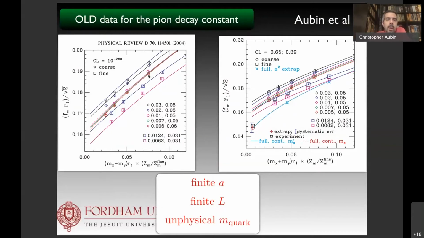And all of these data are taken at unphysical quark masses. And again, these are in weird units, so it's hard to denote exactly where it is. The physical value is somewhere around this point here, where these lines end.